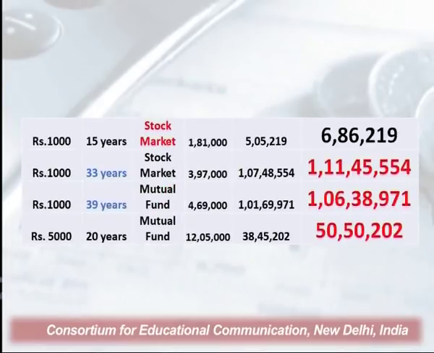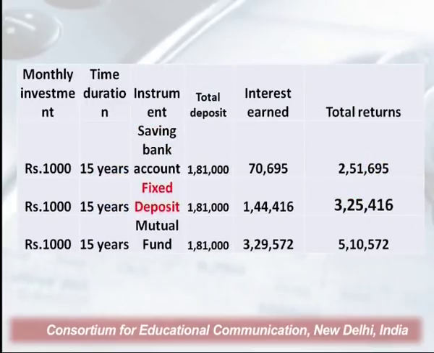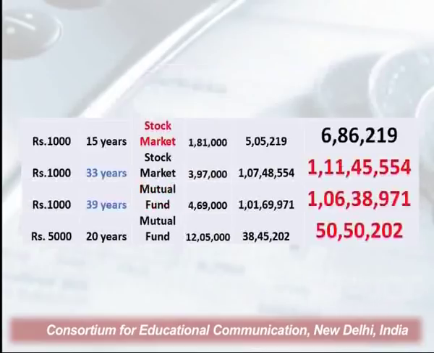Now let's say you are a risky investor and you want to try your hands in the stock market, and every month you start saving 1,000 rupees to invest in the stock market. How much will this money become? After 15 years, this money will become 6,86,219. Now you can compare the saving bank account rate of 2,51,000 with 6,86,000, just 3 times the returns. Assuming that the stock market on an average in 15 years is giving you a return of 15%.